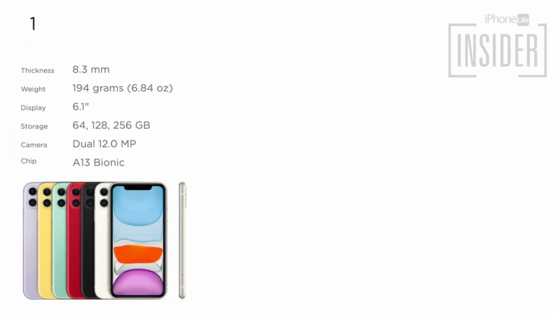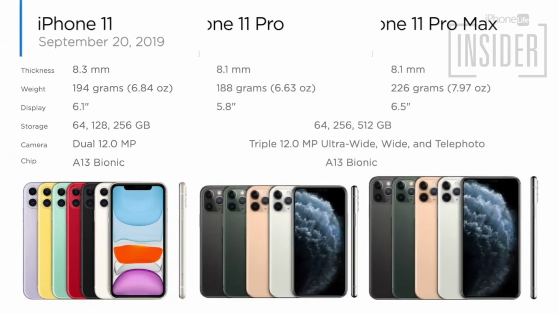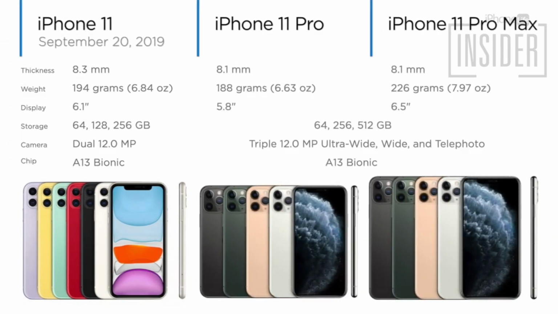The iPhone 11, iPhone 11 Pro, and iPhone 11 Pro Max all released September 20th of 2019. The iPhone 11 was the budget model, but it was also the first of Apple's budget models to include a second camera on the back. The Pro and Pro Max featured more detailed displays, much more powerful cameras, and a third camera.